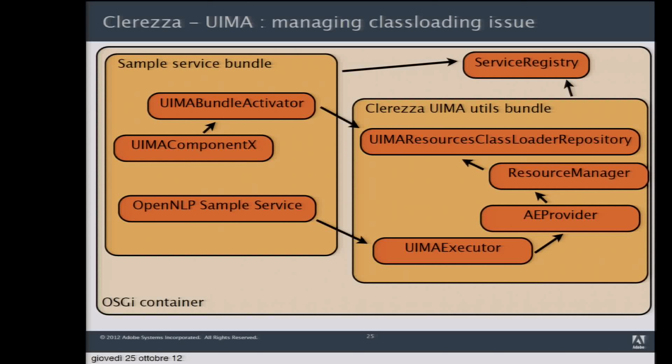So the UIMA executor has an object called the provider, which is the analysis engine provider, which has a resource manager, which has a hook to the UIMA resource class loader repository, which is the service. And so it can use such class loader, which contains reference to this one, to just not break when instantiating with the infamous class for name stuff. So it's kind of tricky, but it's a trick that works.